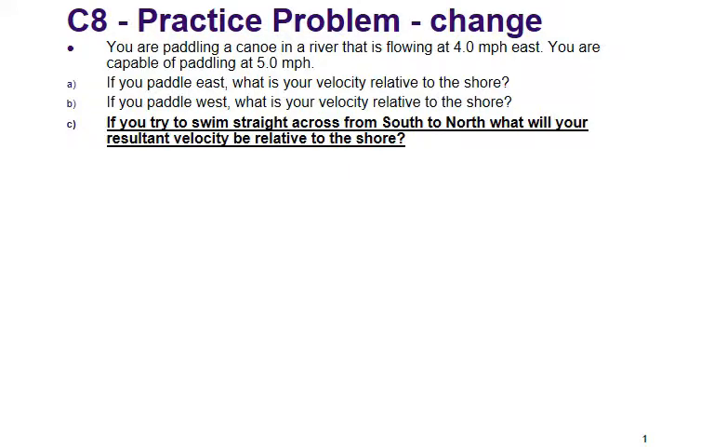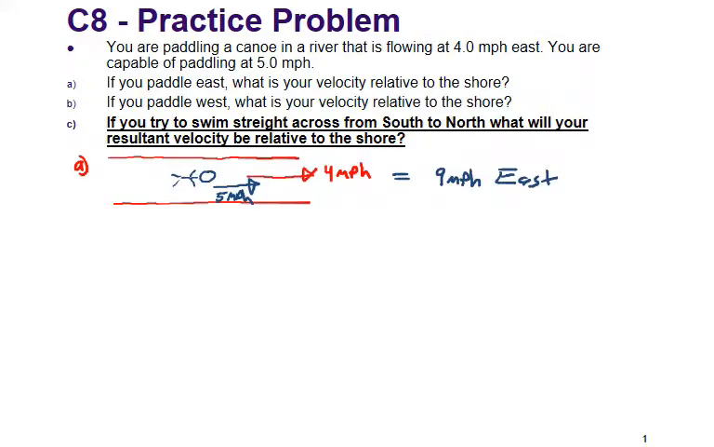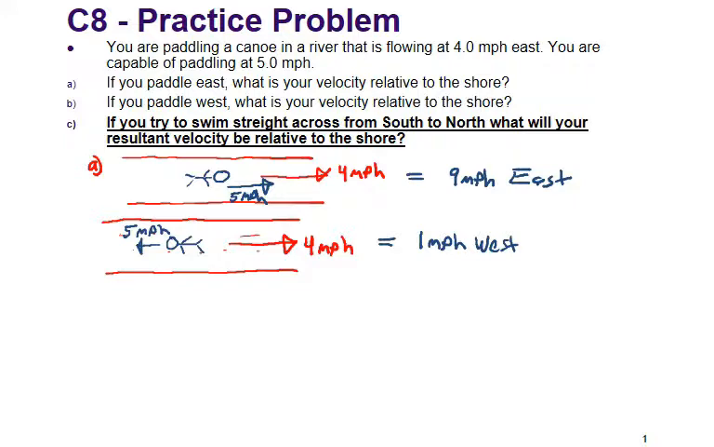So let's say we have this situation here where we're trying to swim straight across, and we want to find out, well, in part A, we're paddling east, and then we want to find our velocity relative to the shore. So let's say we're paddling 5, and it's flowing east, so our resultant would be 9. And then in part B, our velocity of the river is still to the east, but we're going 5 to the west, so the resultant would be 1 to the west.